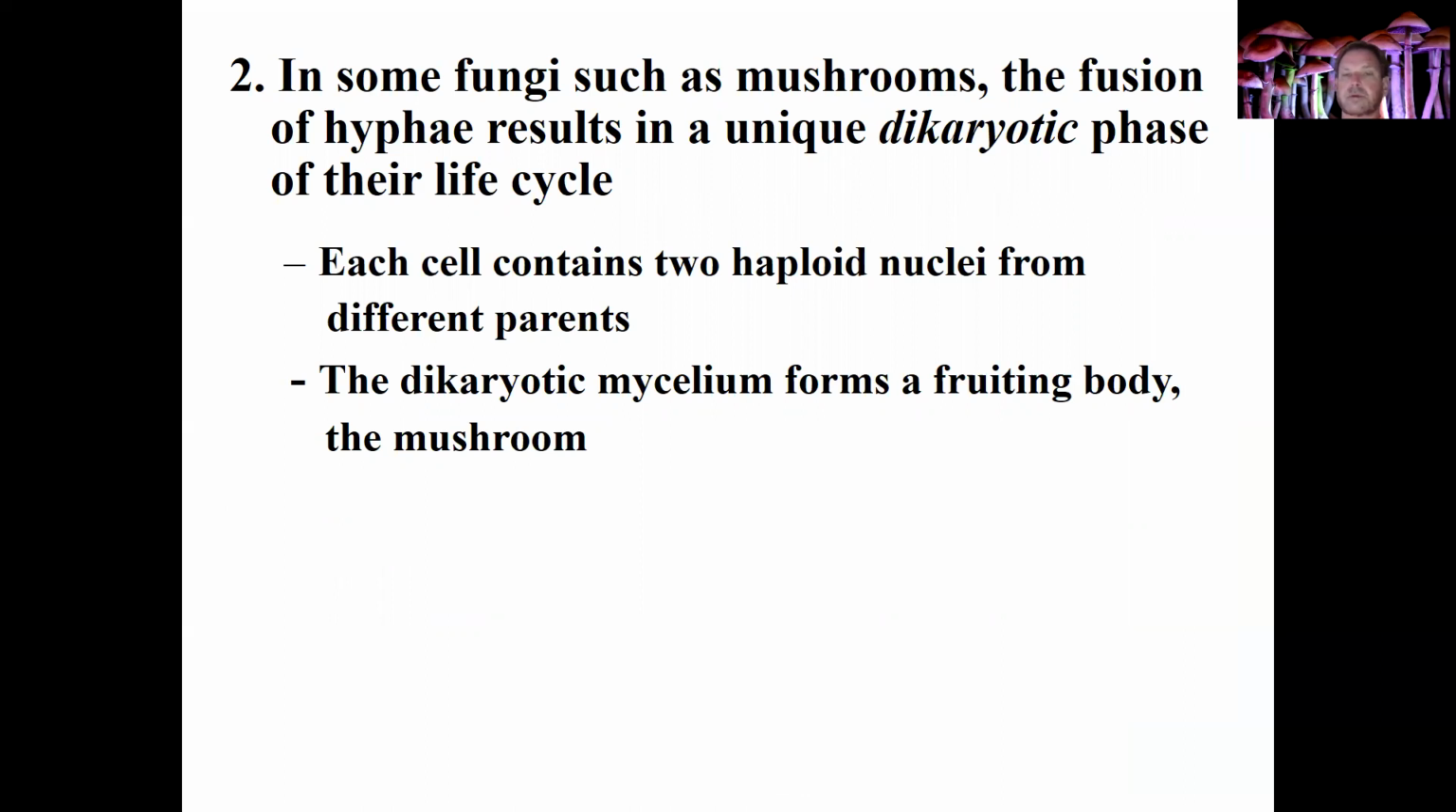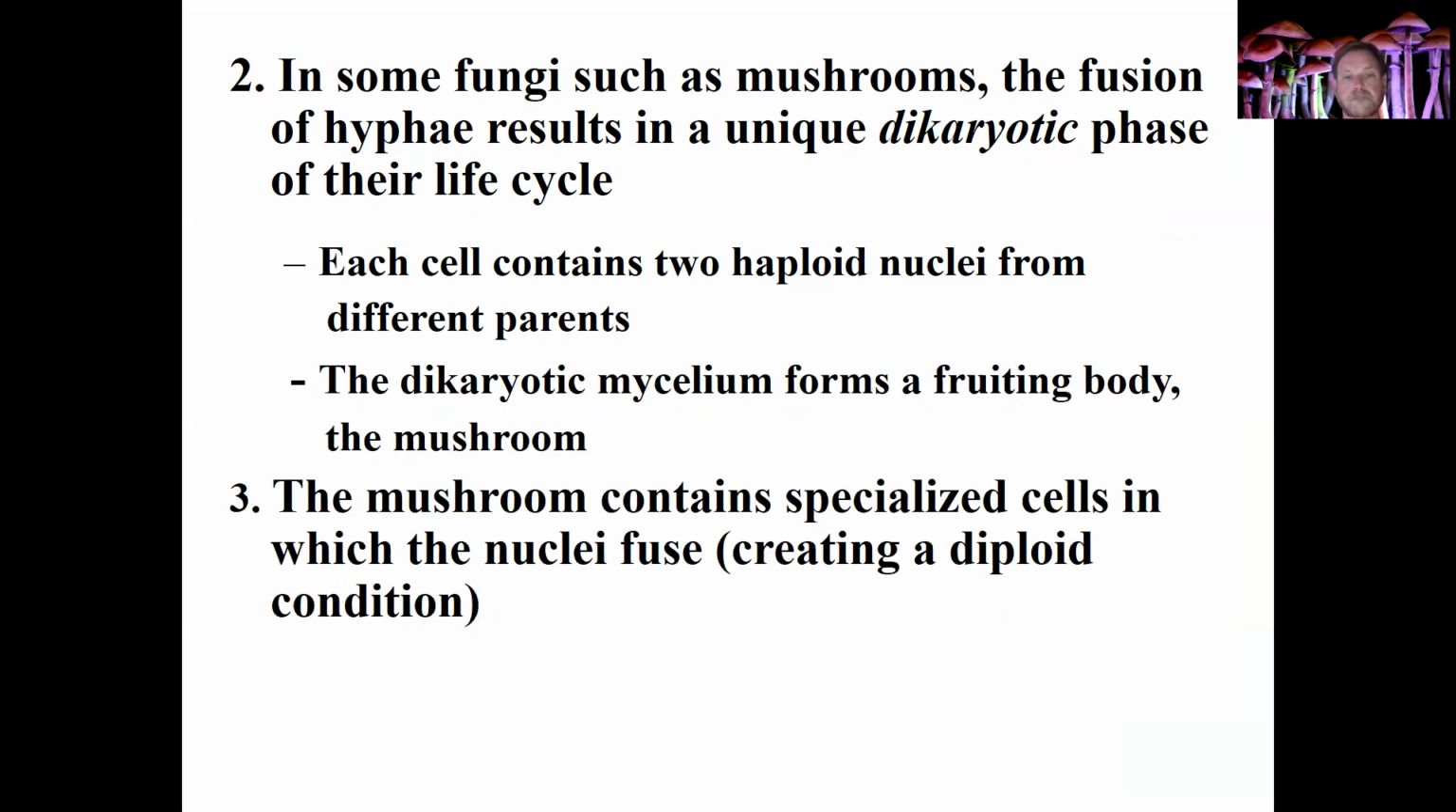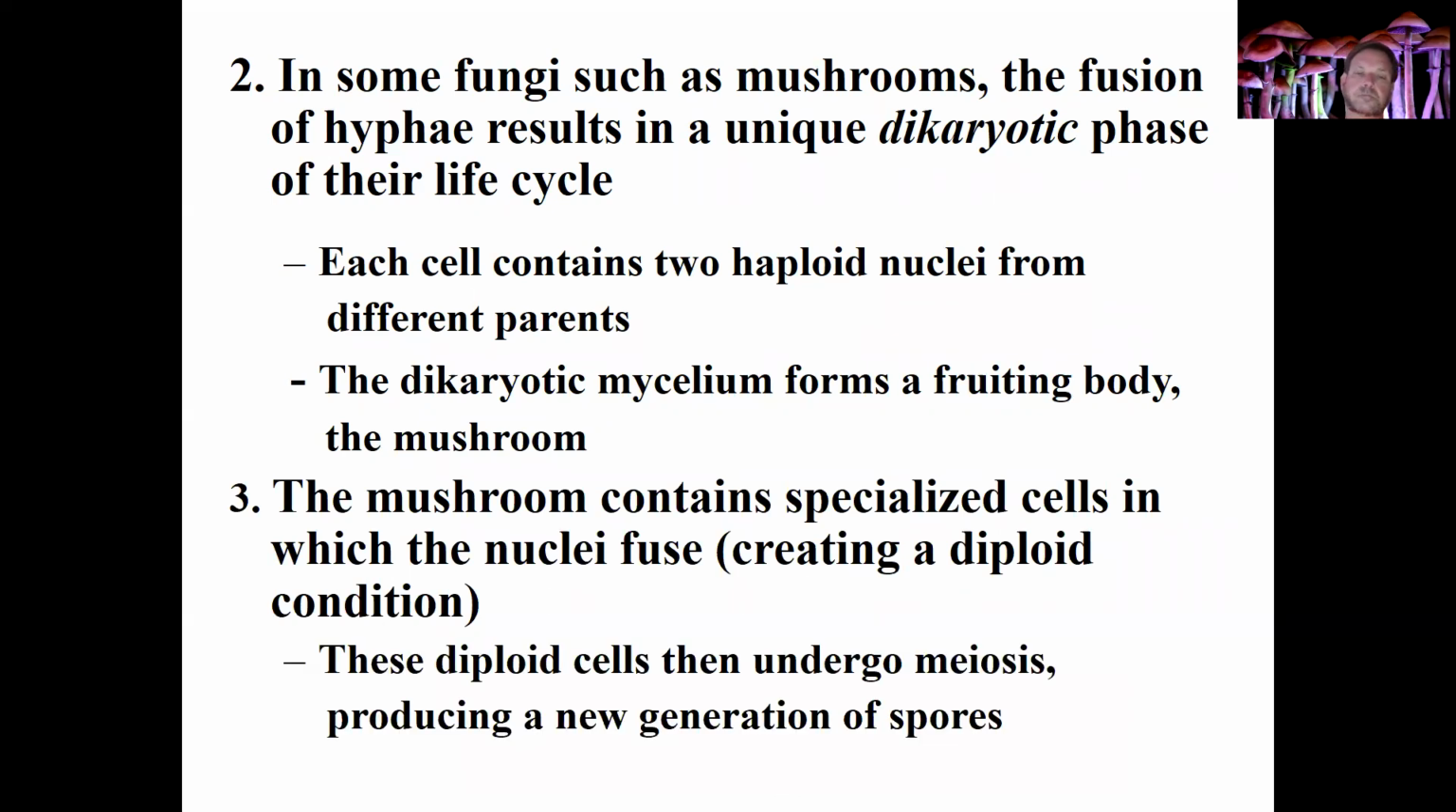And the mycelium of this dikaryotic phase produces a fruiting body, the mushroom. And then the nuclei fuse together, creating the diploid condition. 2N, 2 sets of chromosomes, one from each parent. Then the third phase is meiosis, where the diploid goes back to the haploid with the production of spores through meiosis. Meiosis means you go from 2N to 1N.